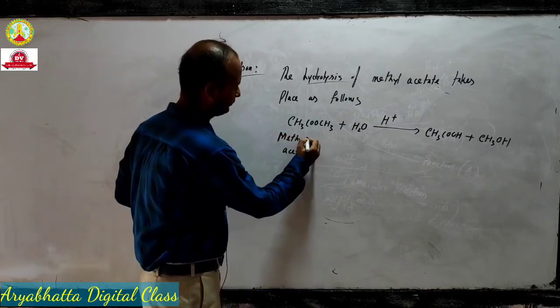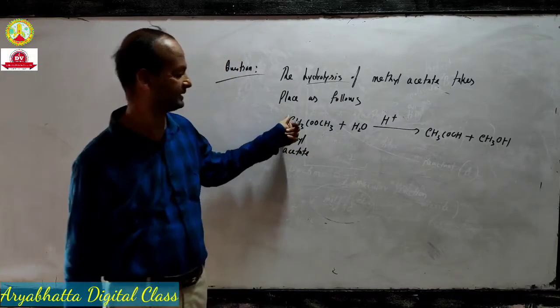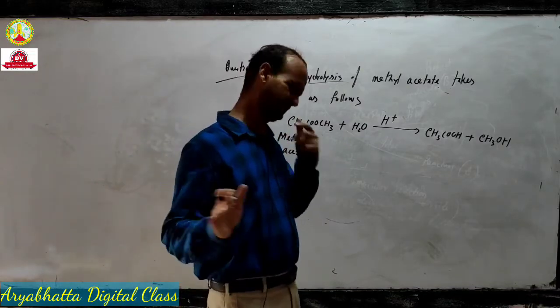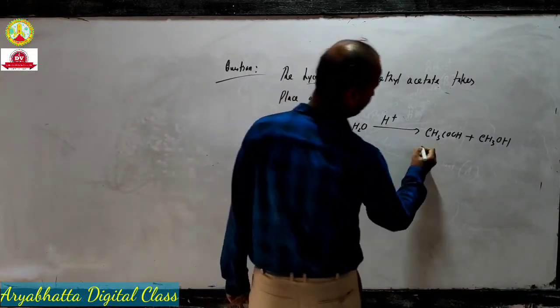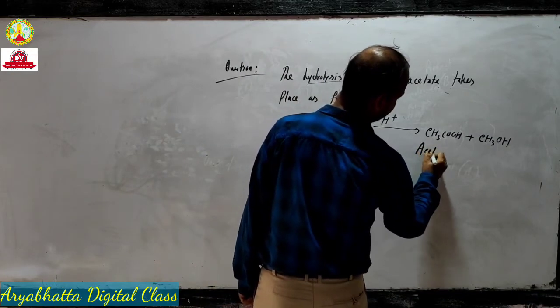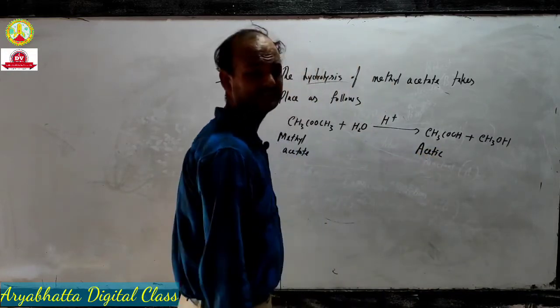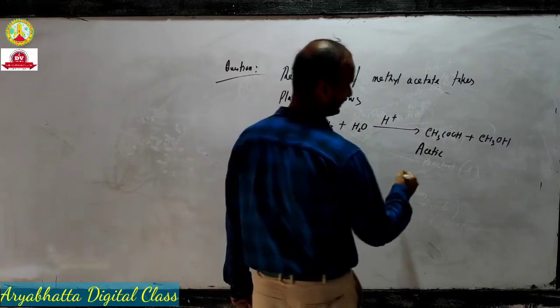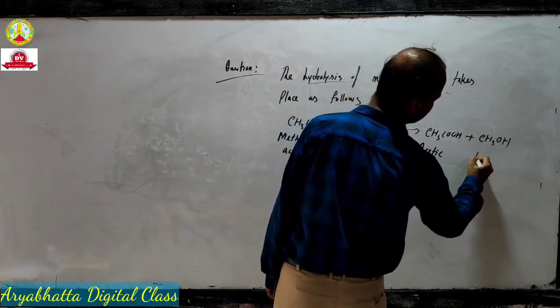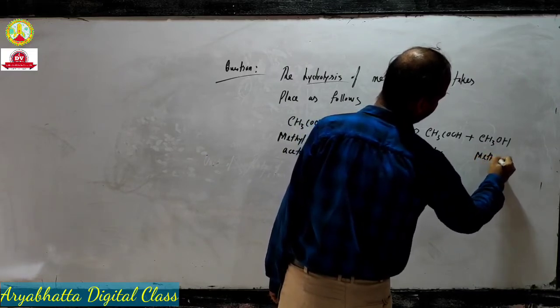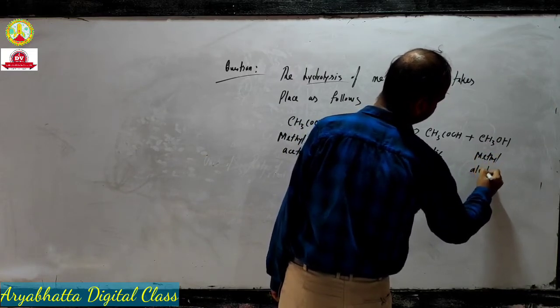Oh, I am very sorry, there should be an L here. This is an ester, and you will learn about this compound ester later. Now this is acetic acid. Acetic acid is an example of a carboxylic acid. And this, as you already know, is methyl alcohol.